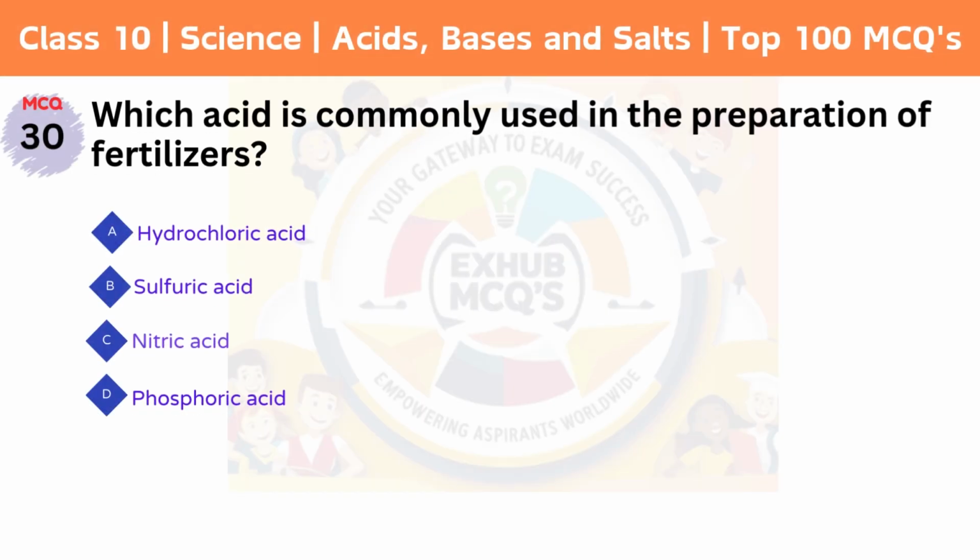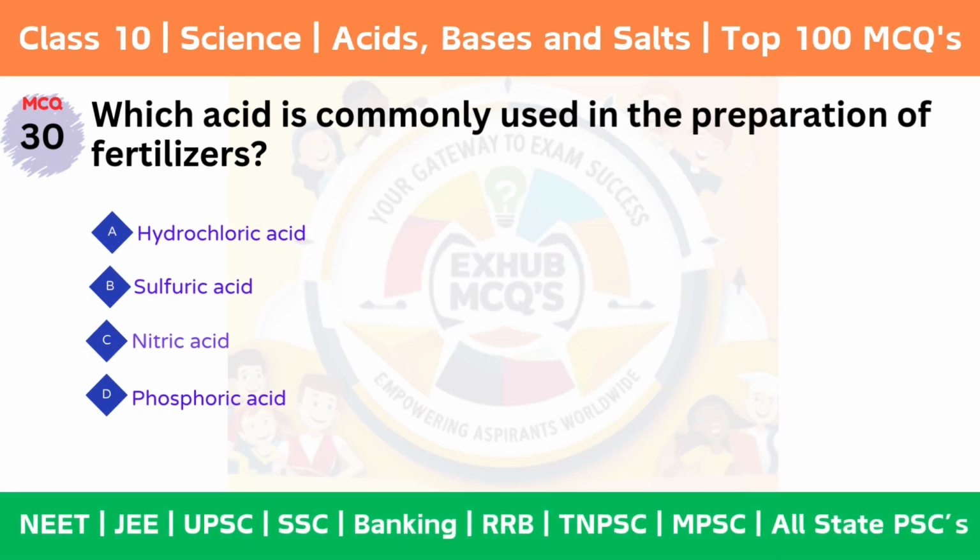MCQ 30. Which acid is commonly used in the preparation of fertilizers? Option A, hydrochloric acid. Option B, sulfuric acid. Option C, nitric acid. Option D, phosphoric acid.